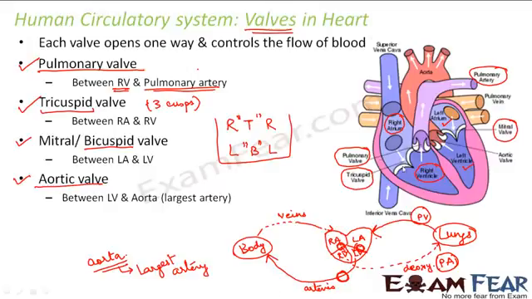So if you see here, between the left ventricle and the aorta, this is the aorta, the red colored structure, which is the largest artery. So if you see, it is connected to the left ventricle, and this is known as the aortic valve. So these four valves together control the flow of blood inside the heart.